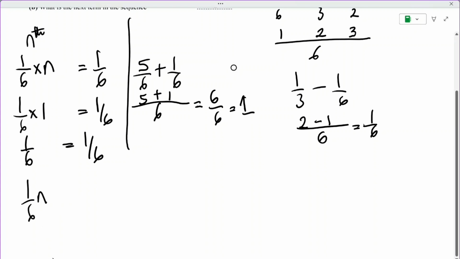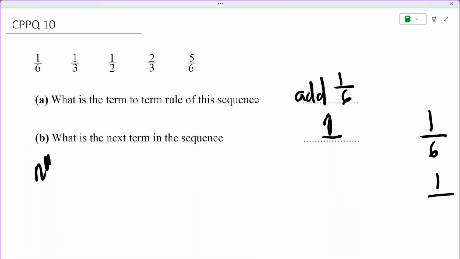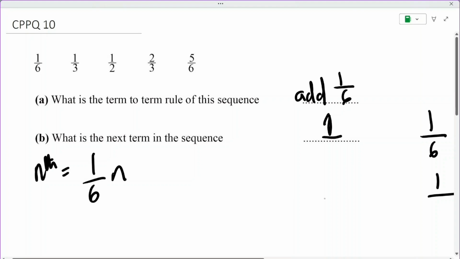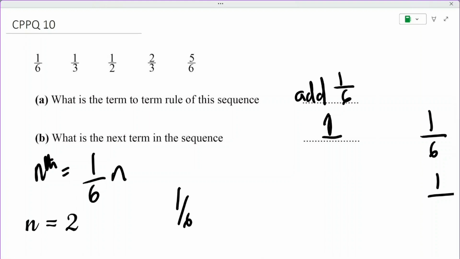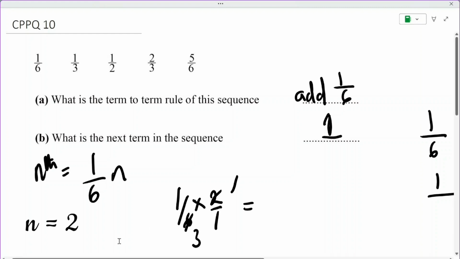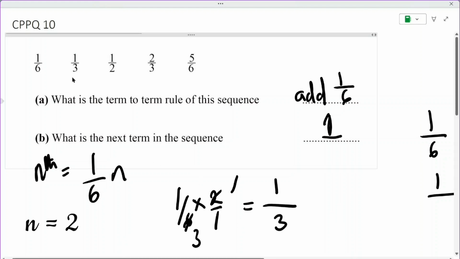We can prove this with the second term. Since we know the nth term is 1/6 n, to get the second term, which is the same thing as saying n is 2, we have 1/6 times 2. n is 2 in this case. You can say it's 2 over 1. 2 divided by 2 is 1, 6 divided by 2 is 3. So we have 1 times 1, 1 over 3 times 1, that's 3. We see that using n as 2, we get the second term, which is 1/3. You can try with the third term, fourth term, fifth term to confirm. Hope you understand.